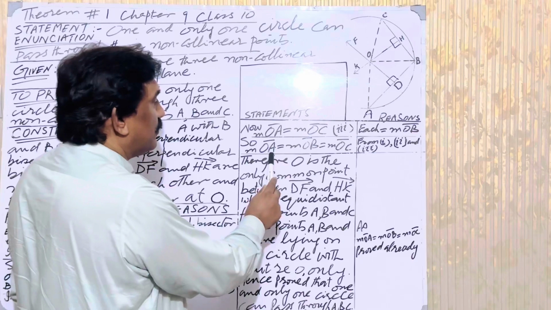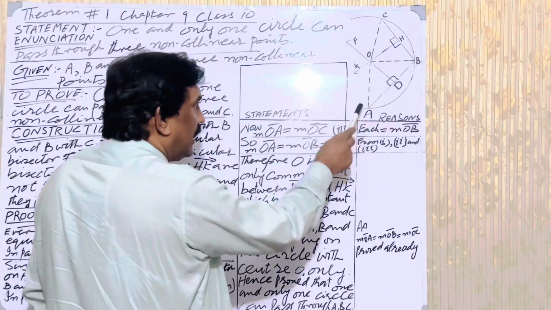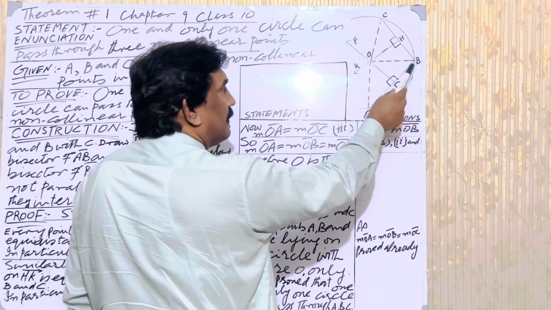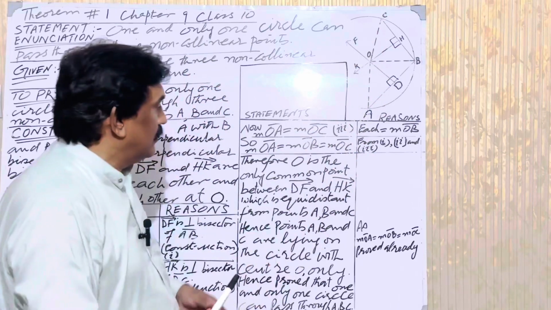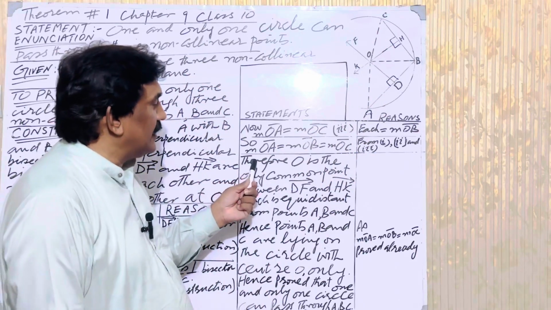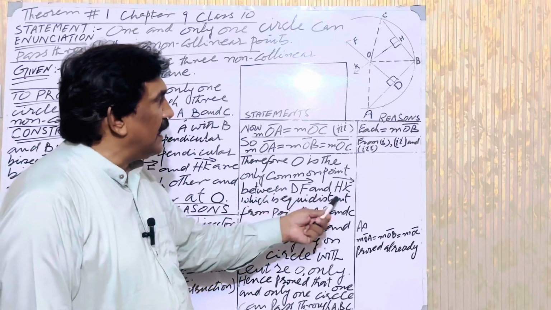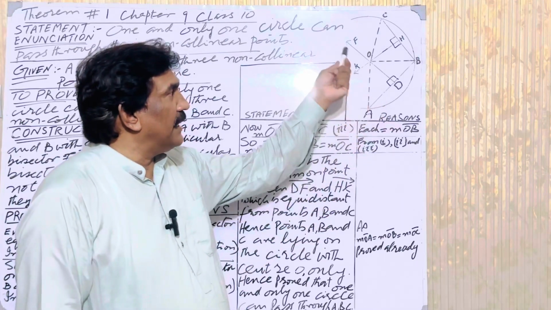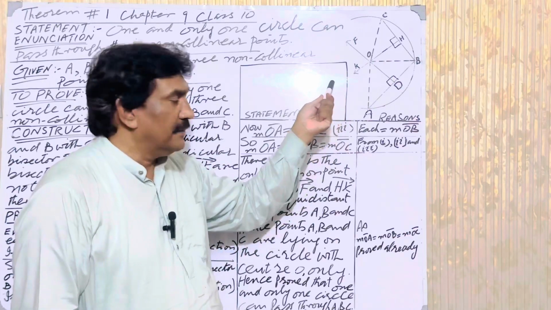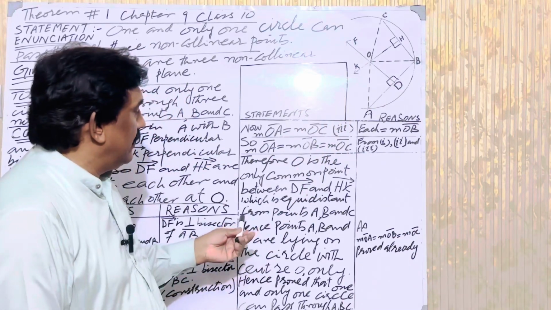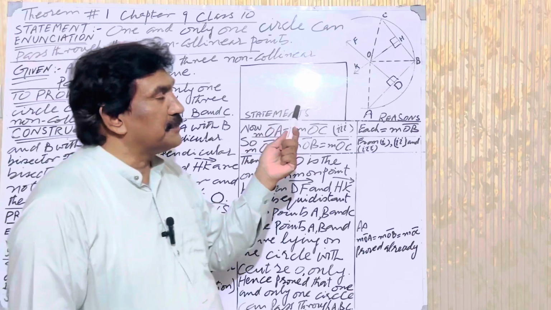Okay, we have already proved that O is equidistant from A 5 centimeter, B 5 centimeter, C 5 centimeter. So therefore, what is written? Therefore, O is the only common point between DF and HK. What were DF and HK? Perpendicular bisectors. Okay, so that is why we can say. Now I'm going to explain to you.